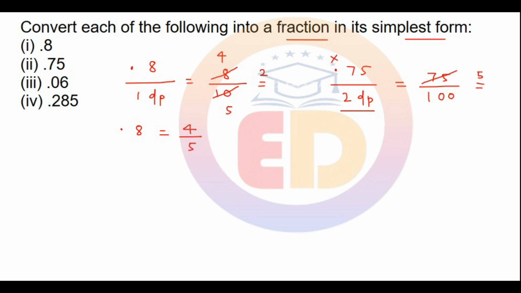75 divided by 5 is 15. 100 divided by 5 is 20. 15 upon 20 can again be divided by 5. 15 divided by 5 will give me 3 in the numerator. 20 divided by 5 will give me 4 in the denominator. So 0.75 finally becomes 3 upon 4, the fraction in its lowest form.